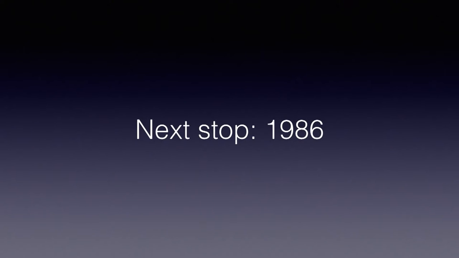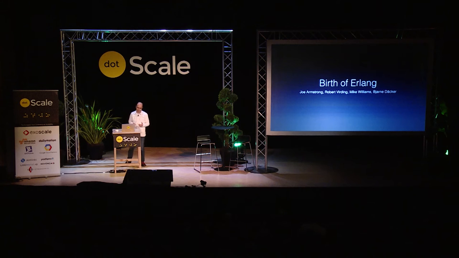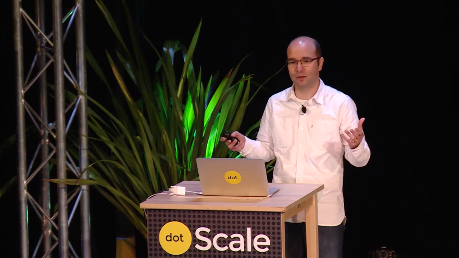So our next stop is 1986. This is the year of birth of Erlang. Erlang was born at Ericsson, a telecom company, because at that time, the only very large-scale systems were large switches for telecom that were required to handle millions of connections. And that's why Erlang got a head start and addressed a complex issue in the design of a robust and scalable system.